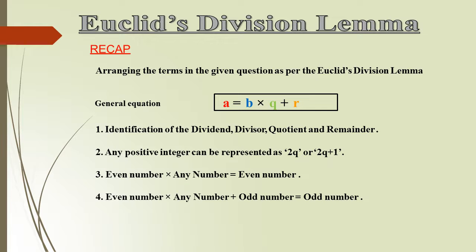I hope the concept of division lemma, how we use it to prove other statements, is clear to you. Let's have a quick recap of this. So we identify the dividend, divisor, quotient and remainder, and then we see how it can be represented, whatever form it can be represented. And even number into any number is equal to even number, and even number plus odd number is odd number. We need to remember this concept before we go ahead.